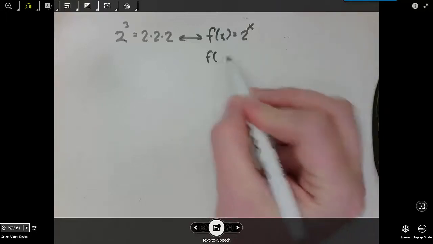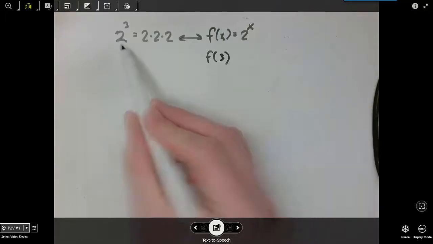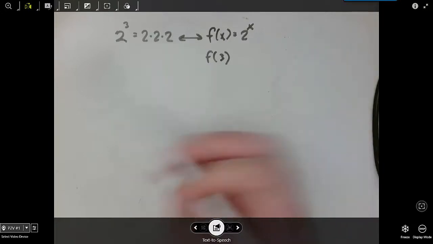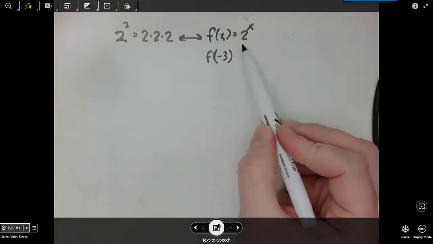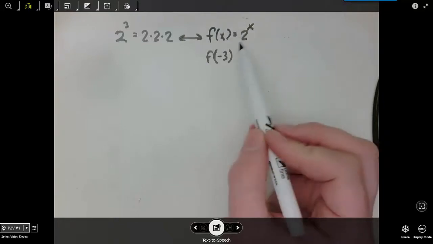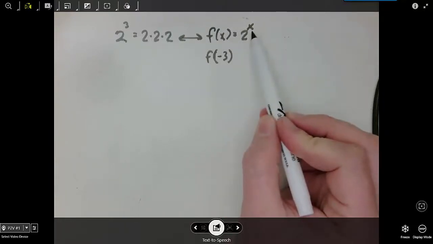So for example, f of 3 is the same thing as 2 to the third power. And you know what that means intuitively. You know how to evaluate it. But because the domain of the exponential function is all real values, that means that you have to be able to make sense of what this expression equals for any real value x.